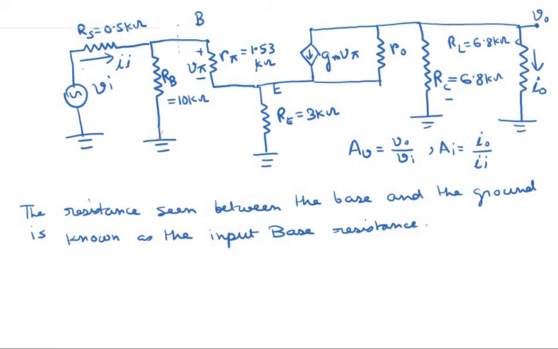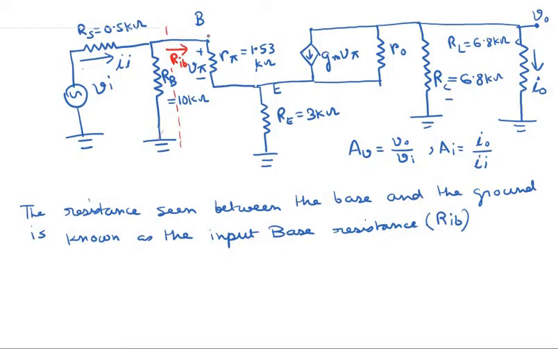Okay, let me denote it with some dotted line over here. The resistance seen here is known as the input base resistance, and this is basically denoted by RIB. Okay, so in this figure RIB is seen looking into the base terminal. There is not much space to write, but I'll just put an arrow over here and write RIB.